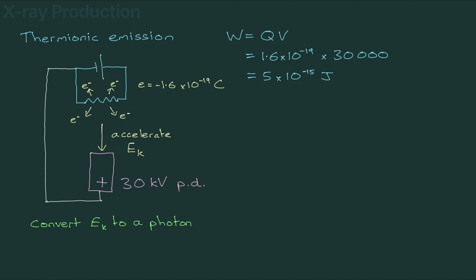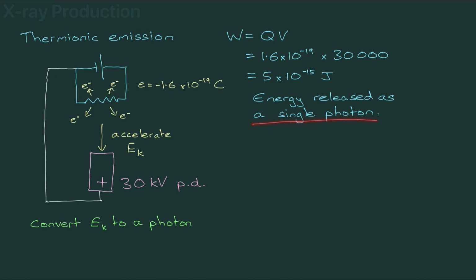I'm not really worried about the sign here because we're dealing with work done, and the sign simply shows which direction the energy is flowing, but that's a separate topic. For now, that energy is going to be released as a single photon. We'll come back to how that happens, but for now, let's assume that's true. 5 times 10 to the minus 15 joules is going into one photon.